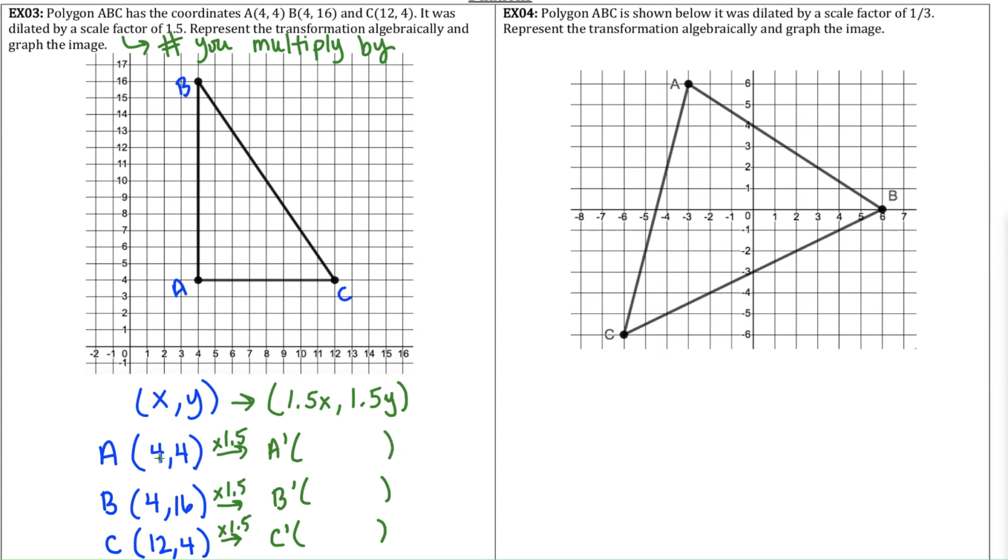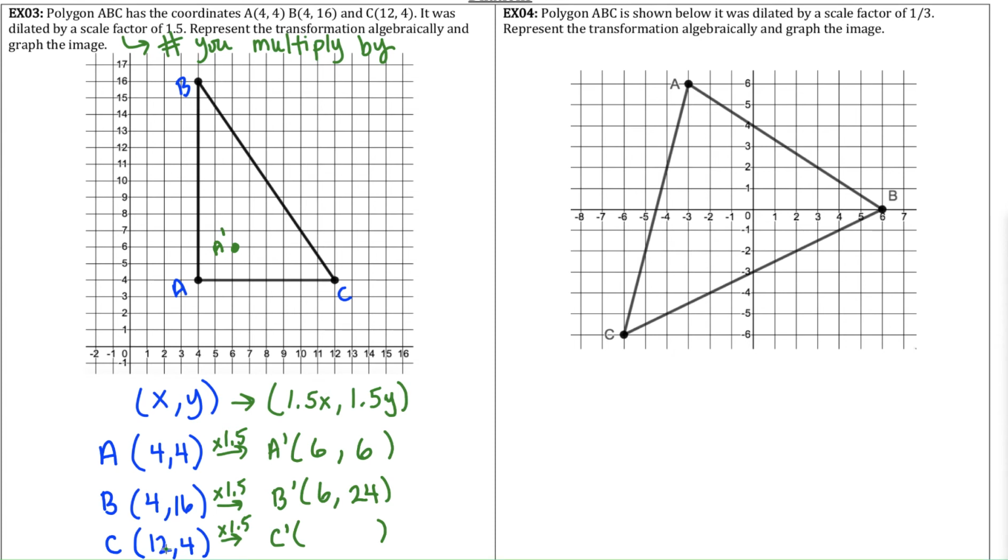Okay, so 4 times 1.5 is 6. 4 times 1.5 is 6 again. So I'm going to write (6, 6). This is A prime. For B, 4 times 1.5, same thing, 6. Okay, now this is where it's going to start to get out of control. 16 times 1.5 is, let's see, half of 16 is 8, so it's 24. That's going to be way up there. We'll graph that one later.